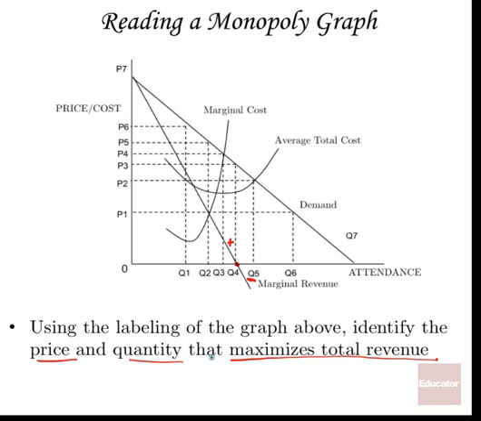So what maximizes total revenue? Well, it's when it intersects the x-axis. So Q4 here is going to be the quantity that maximizes revenue. And what is the price that maximizes revenue? You move up till it hits the demand curve, and you get P3 here. So what is the revenue maximizing price? Well, that's P3.